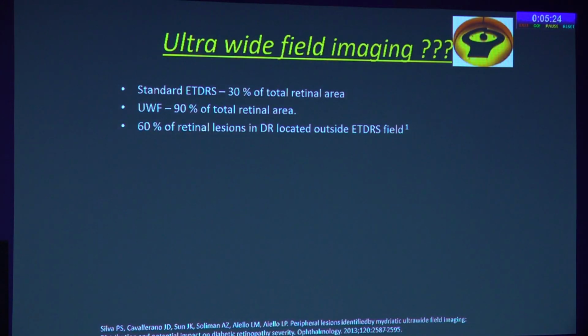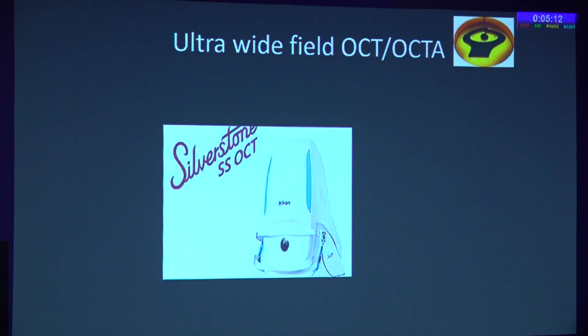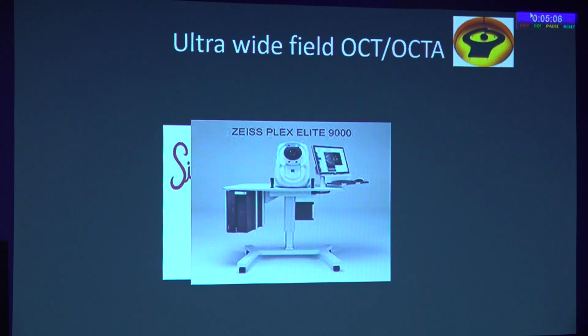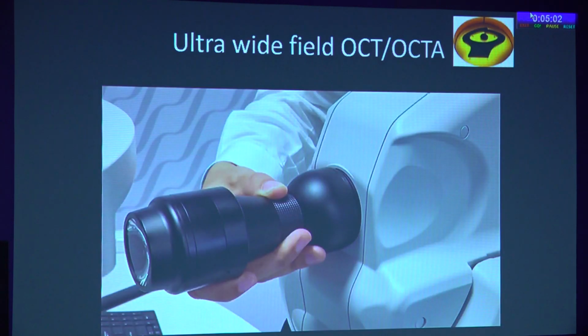But still we need ultra wide field imaging, because we know the standard ETDRS can cover only 30% of the total retina, and now we know most of the retinal lesions can be located outside the ETDRS field. And then came the need for ultra wide field OCT, or the OCTA, which is now available with the Silverstone swept source or the Zeiss Plex Elite 9000 and the Mirante from Nidek, and they all have an extra lens to capture the ultra wide field imaging.